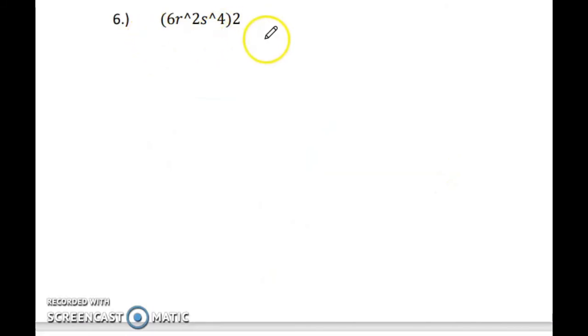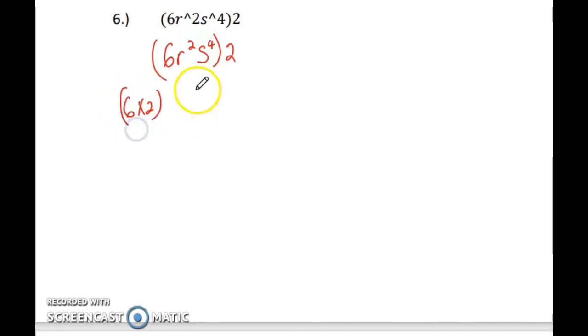Okay, so now we have another question and we have to rewrite it so it makes sense. So here you would have 6 r to the second power, and then you would have s raised to the fourth power, and we have 2 outside of a bracket. So again, we're going to use the number outside of the bracket to multiply every single thing within the bracket. So here I have 6 times 2, and I also have r squared times 2. I have s to the fourth power times 2.